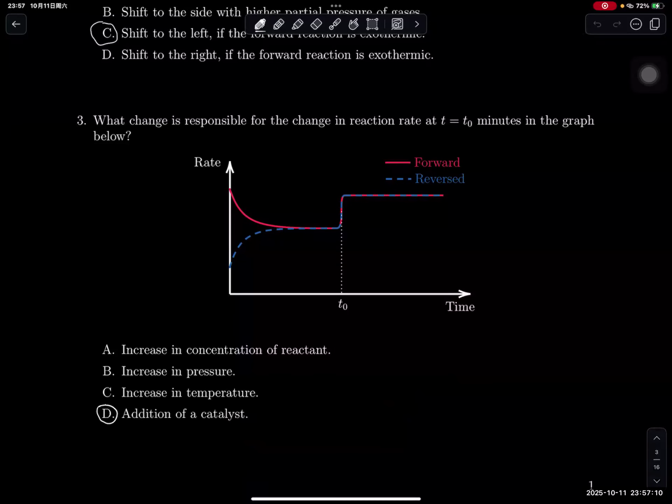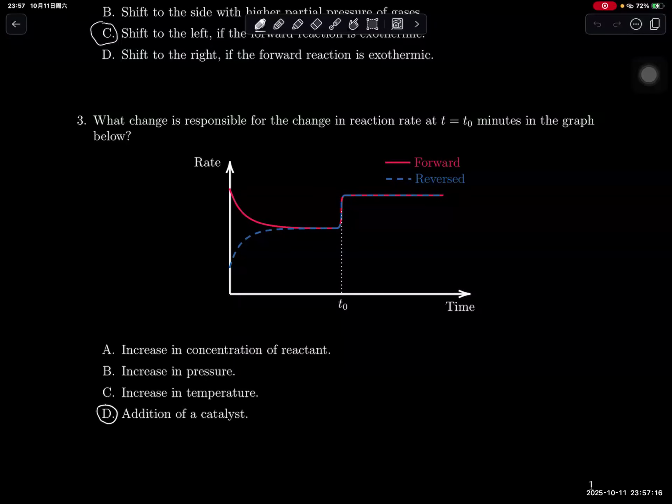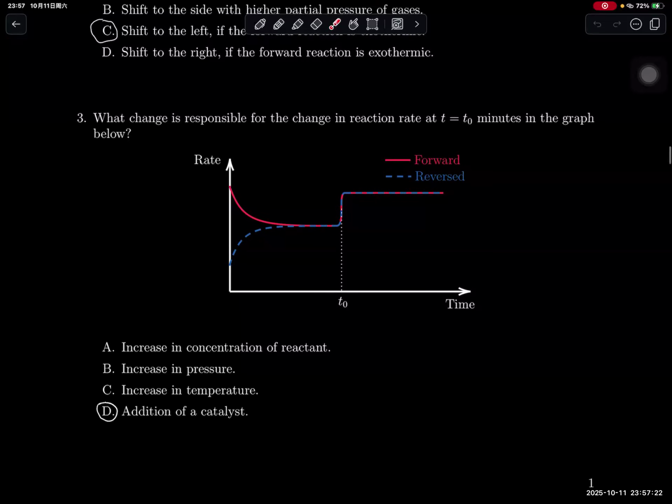Question 3: what change is responsible for the changing reaction rate at t equals t naught? So that is this time right here in the graph. A says increasing concentration of the reactant. Well, that's not it, because if you increase the concentration of reactant, this will cause a rapid increase in the forward reaction. But we see a rapid increase for both reactions. So this is not it.